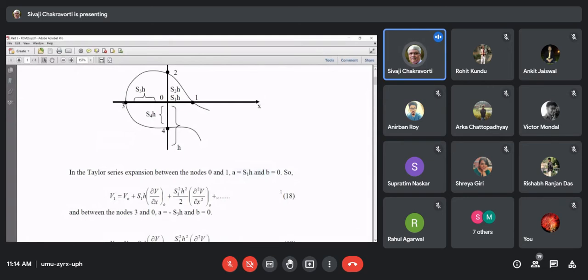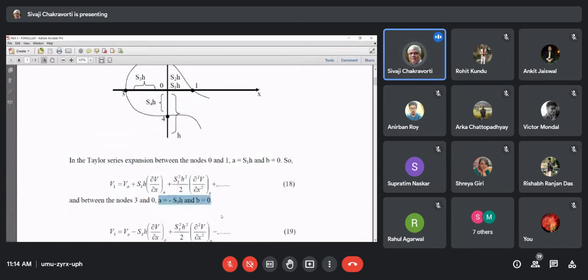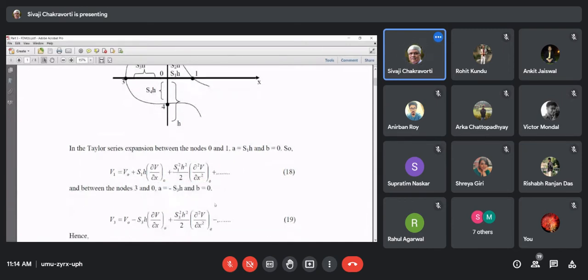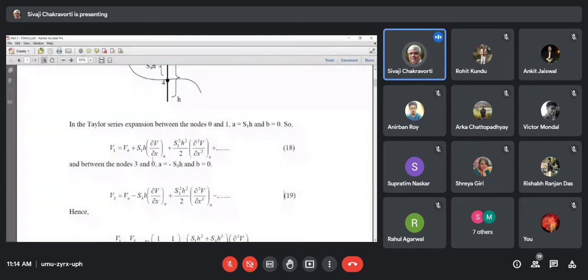Then we write between 0 and 3, where X plus A and Y plus B, then A becomes minus S3H and B is 0. So we write equation 19. And then what we did in our last class, in the same way, we eliminate del V del X, because I want the term del 2 V del X square at the node 0, because that is the term of Laplace equation.